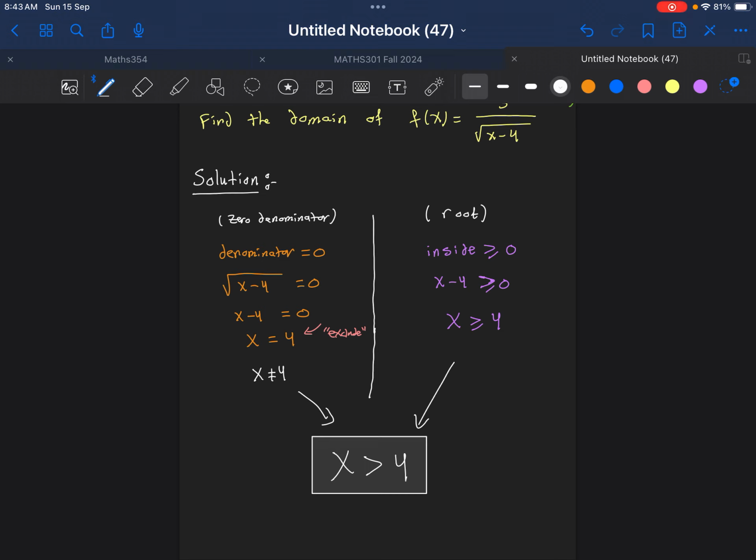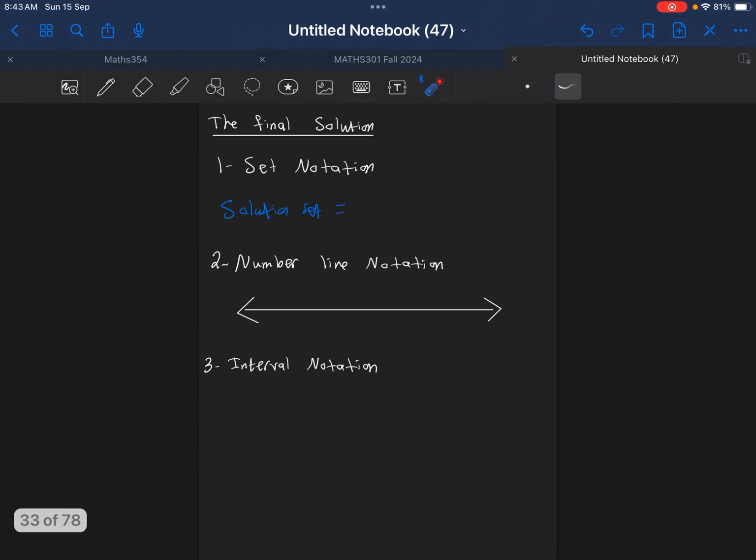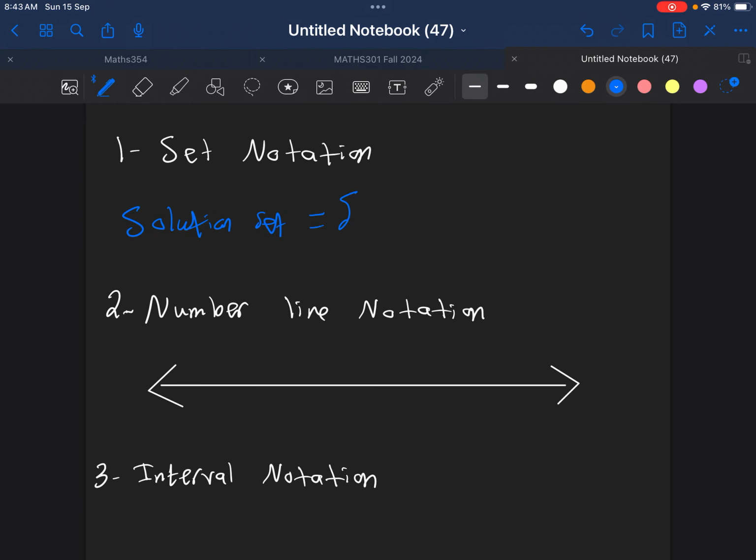And that's the answer, because we are comparing them. On one side, I'm saying x is 4 and above. On the other side, I say I don't like 4. So it will be just above 4. And next, you just do it the same way by having the solution set. Now, the solution set will be just x such that x is greater than 4.